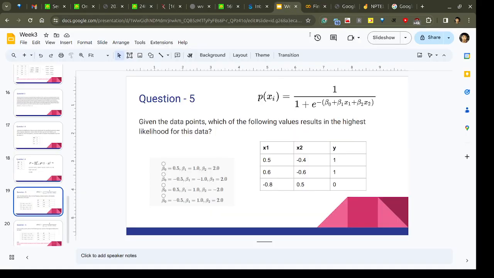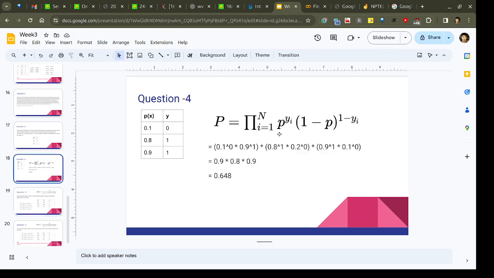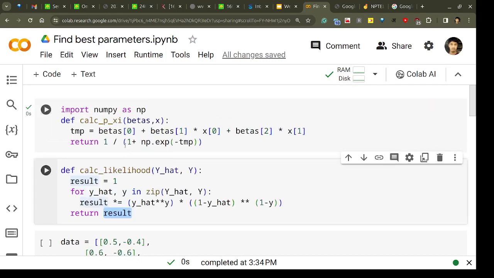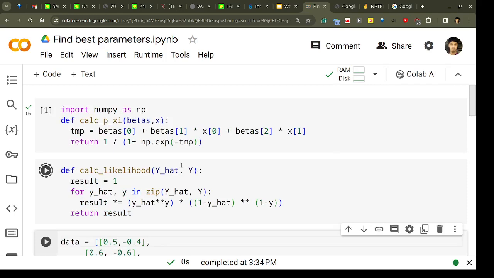So this is basically here p of, this is what we are calling y hat. So here y hat power y, then 1 minus y hat power 1 minus y. So this is what is written here, y hat power y into 1 minus y hat power 1 minus y, and after calculating with all the points in the data, we are just returning the result. Okay, so these are the two functions that you are using.